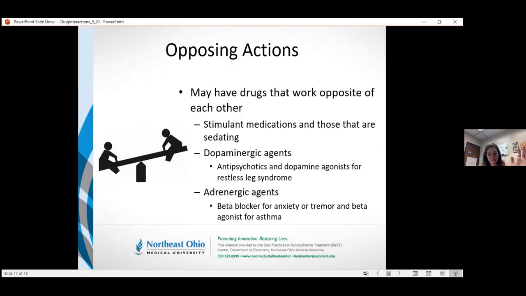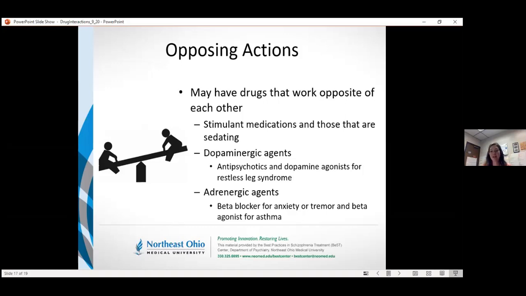On the more mental health side, things that you may see are patients who are on stimulants and also need sedating medications. So they're on a stimulant and maybe we're looking for that to help with their ADHD, but we also have agents that are really sedating that may be offsetting that a little bit. Stimulants and antipsychotics: stimulants are going to increase our neurotransmitters like dopamine and norepinephrine, and our antipsychotics are going to block some of those receptors for dopamine. So maybe it's not going to be able to do quite as much as it could if that wasn't on board.